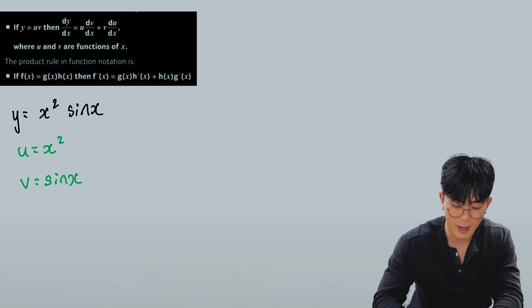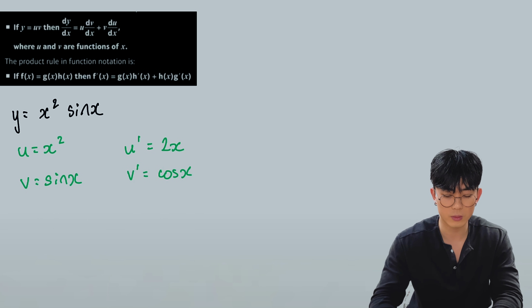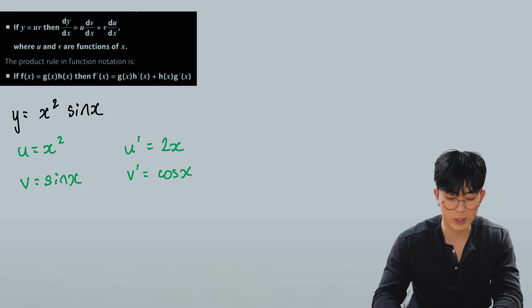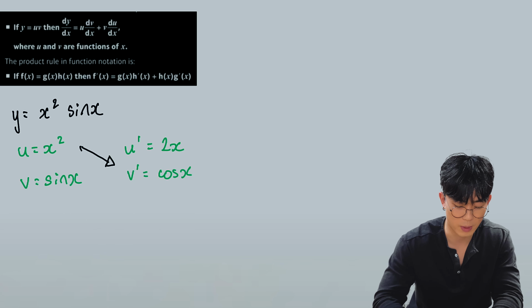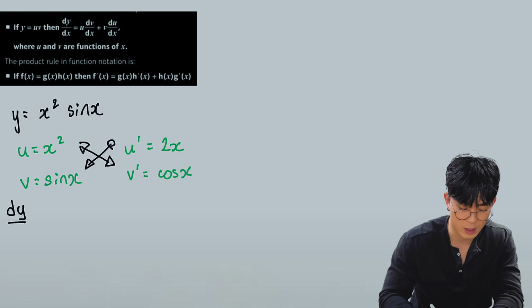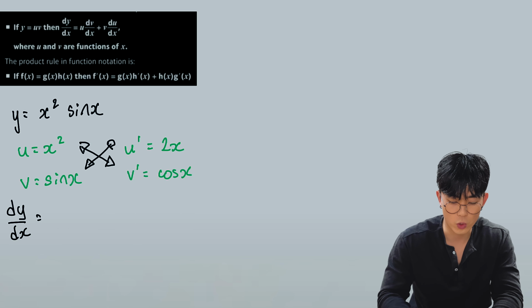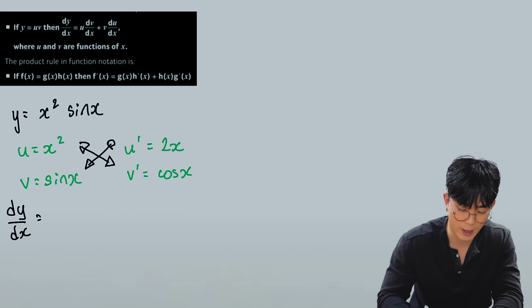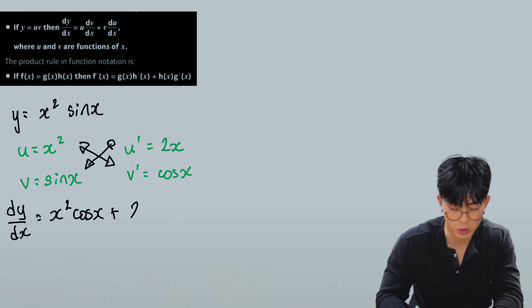So once you've done this, then we have to differentiate each one separately. So I'm going to just write it as u prime. Differentiating x squared, I get 2x. And then v prime, differentiating sine x, I get cos x. Now once we've done this, all we have to do is cross multiply. So our derivative dy by dx is equal to u times v prime, so it's going to be x squared cos x plus v times u prime, so 2x sine x.